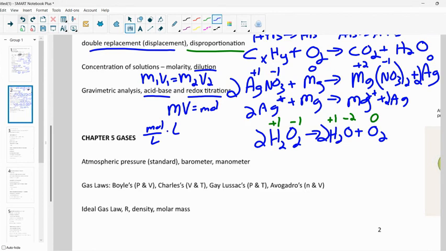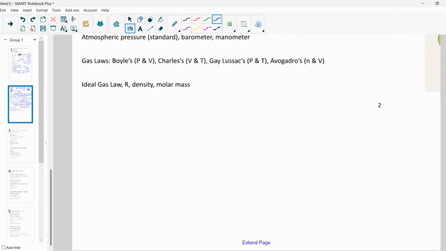When I use my M1V1 as M2V2, my volume could be in milliliters. Because if it's milliliters on both sides, I would just end up dividing both sides by 1,000, which cancels out. Chapter 5.